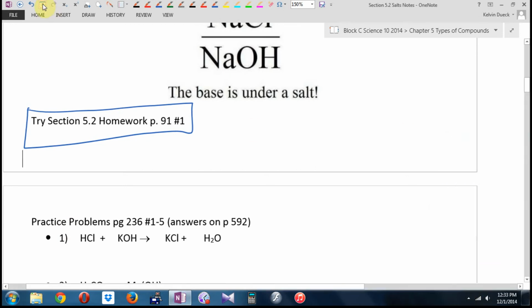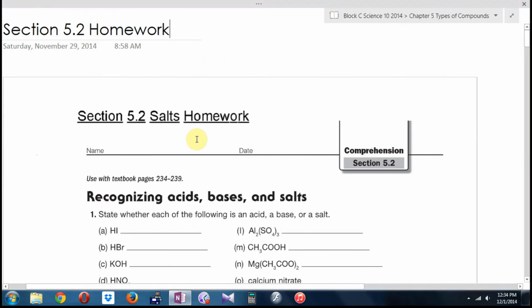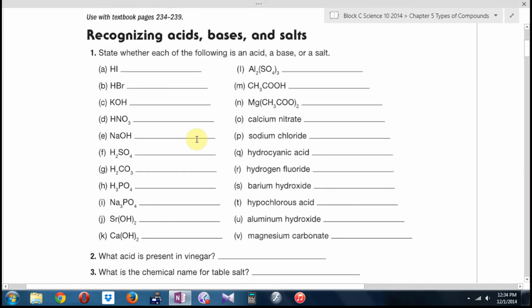This is section 5.2 homework. What I'd like you to do is literally take 60 seconds and just do number 1. So how about we use the letter A for acid, B for base, and what would be a good letter to use for salt? S. In number 1, next to it, state whether it's an acid, base, or salt. And here's your hint. How do you know it's an acid? Starts with an H. How do you know it's a base? Ends in OH. Otherwise, I guess it's a salt.